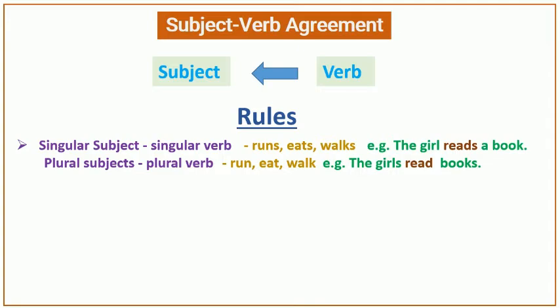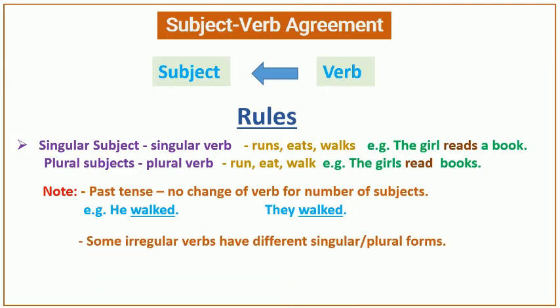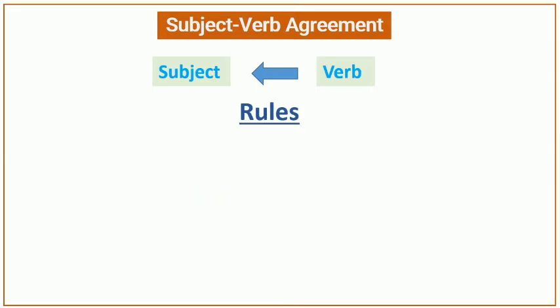Please note that in past tense verbs don't change for singular or plural subjects like he walked, they walked. Same form of verb is there. Some irregular verbs have different singular or plural forms. For example, he is, they are. She has, they have.